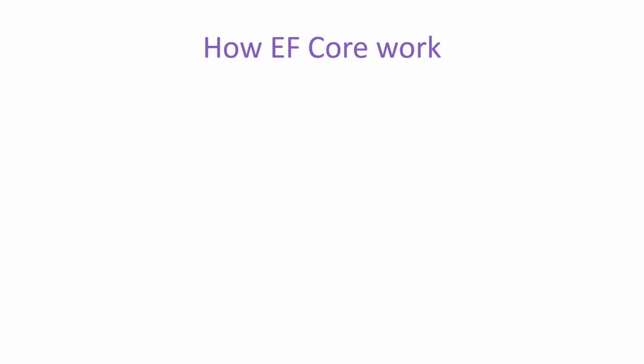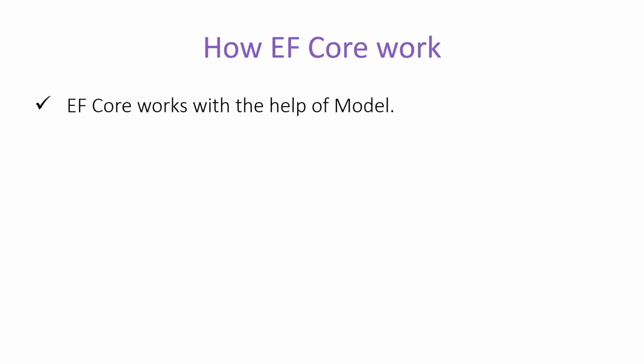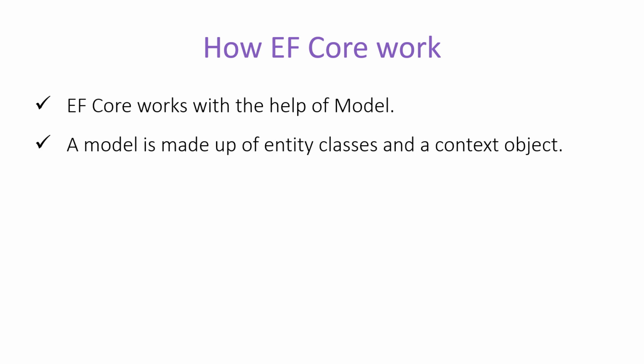How does Entity Framework Core work? Entity Framework Core works with the help of a model. What is a model? A model is made up of entity classes. All the classes that we generate from the tables are called entity classes. So Entity Framework Core works with these entity classes and a context object. Along with these entity classes, we will have one more class which is the DB context class. And Entity Framework Core works with these entities and the DB context.